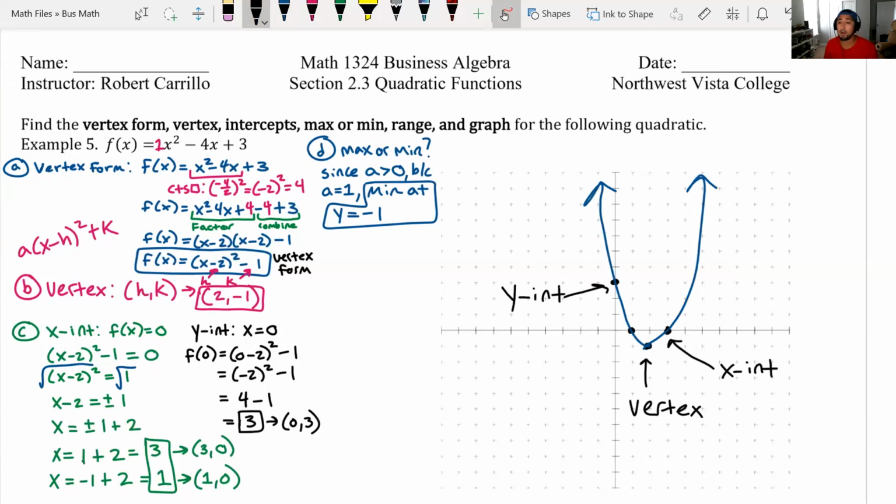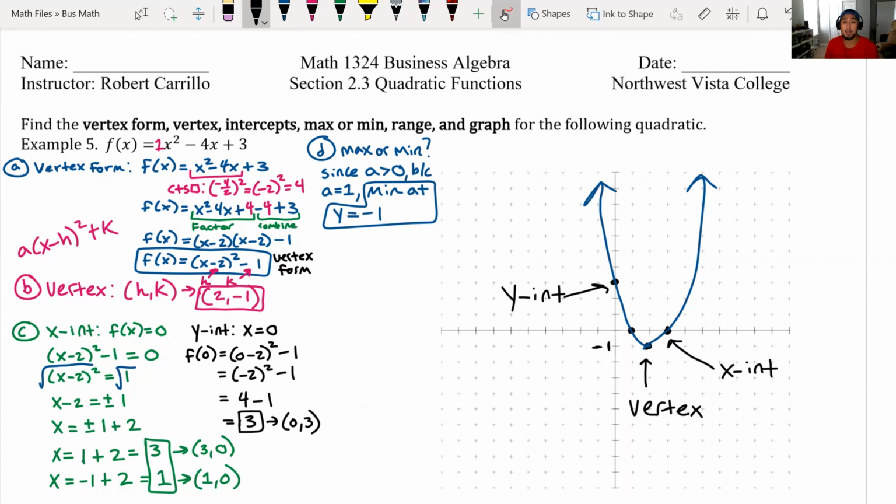All right, so now we see that our parabola opens up, which means that we do have a minimum because the graph opens up, and that minimum happens at -1, at the y value of our vertex.